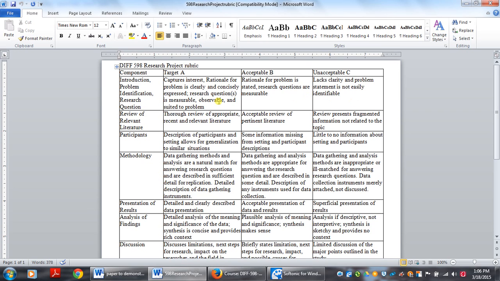Your research question should be stated, and it should be measurable and observable. Then after the introduction comes your literature review. The literature review should have a heading. It can be literature review, or you can call it something else. You can call it a review of literature of cooperative learning, if cooperative learning is your topic, or you can just call it relevant research on cooperative learning, or you could call it cooperative learning.